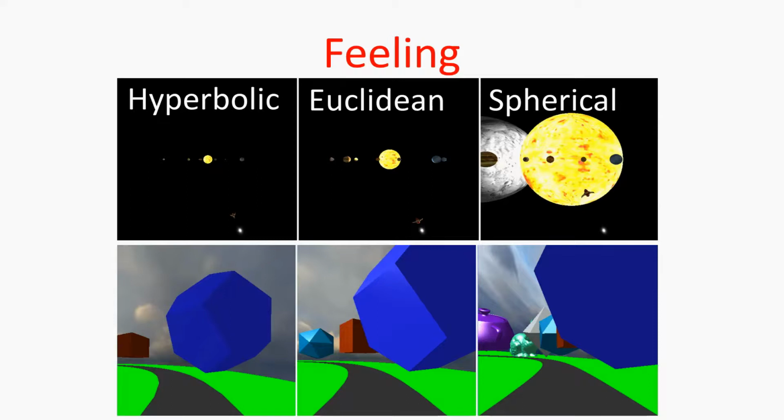In hyperbolic geometry, these rays are hyperbolas, so they diverge even faster. As a result, objects that are far away look even smaller than in Euclidean geometry. The most interesting feeling is given by spherical geometry, because here visibility rays initially diverge, but after that they will converge again and meet at the antipodal point of the eye. So objects that are very far away look as big as if they were right in front of our eye.